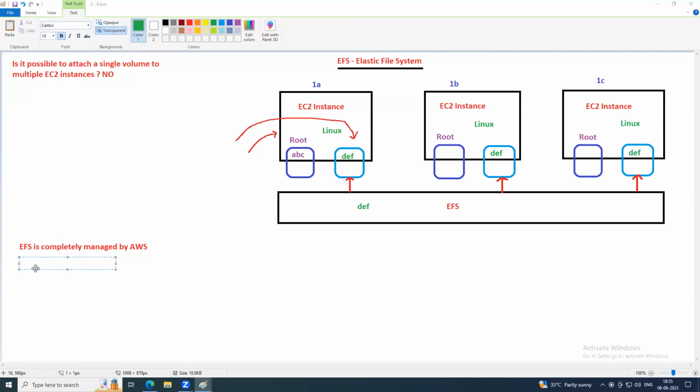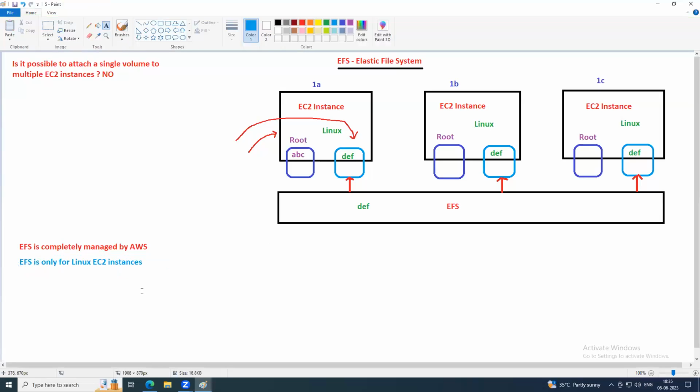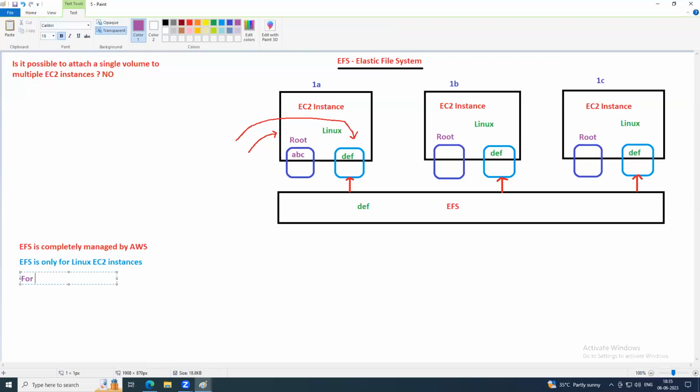Okay. So I was telling, EFS is only for which type of operating systems? EFS is only for Linux EC2 instances. Very good. Then you might ask a question, sir, how about Windows? So for Windows, it is FSx. FSx is for Windows EC2 instances.